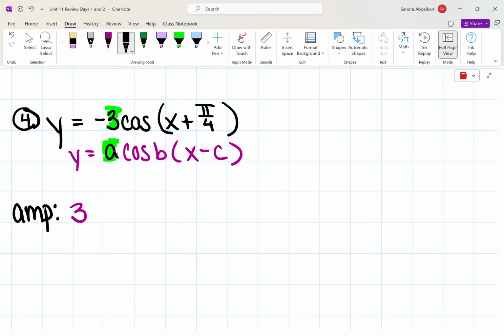Then we will go on to the period. So now our period is always going to be, remember, 2 pi divided by the absolute value of b. Well, b is the number before the parentheses here. What's that number before the parentheses? Just 1 if nothing's there. So this is going to be just 2 pi divided by 1, which is just 2 pi.